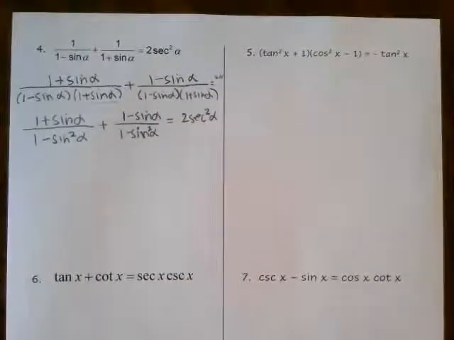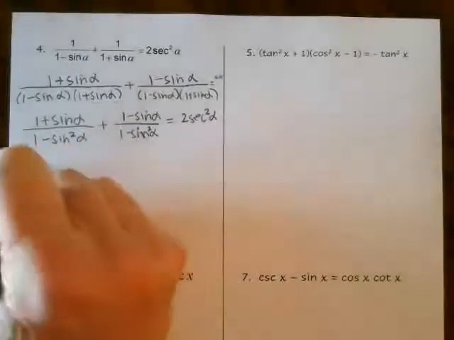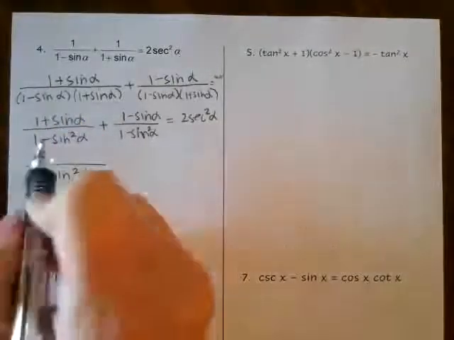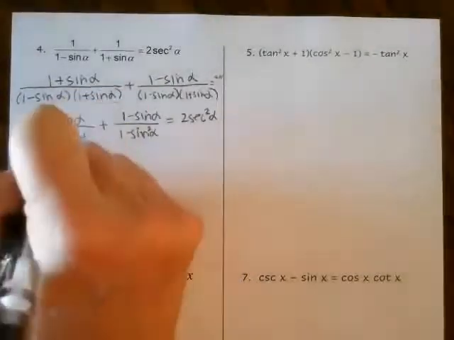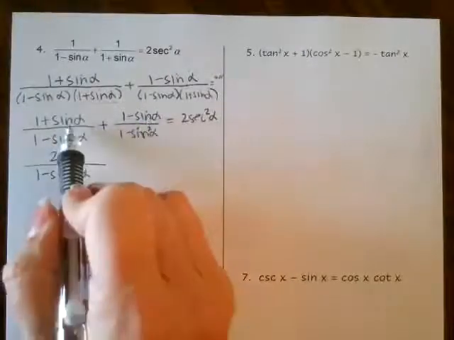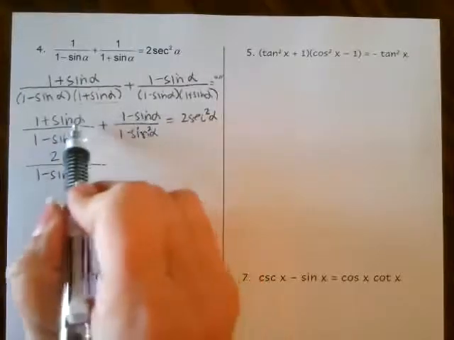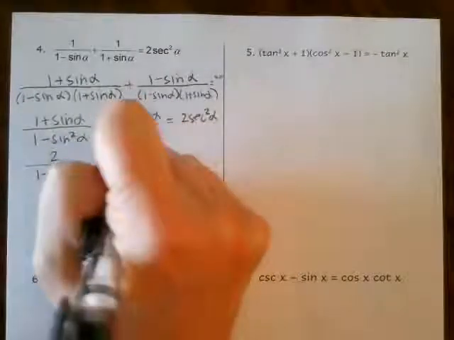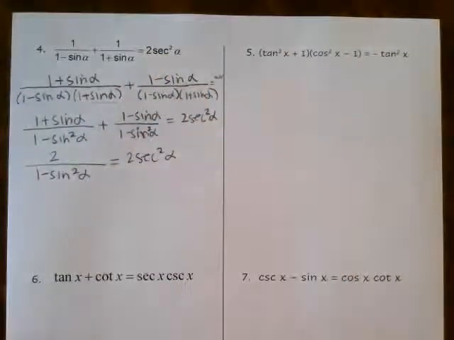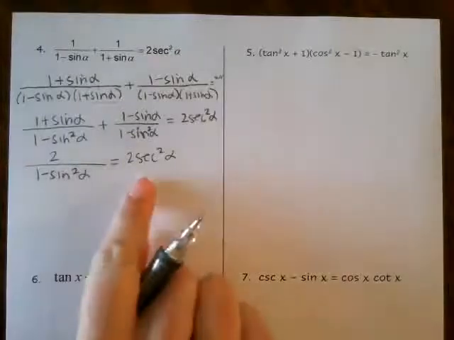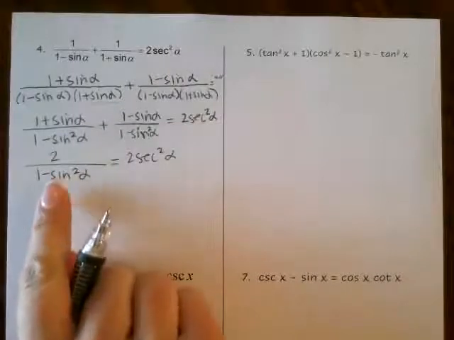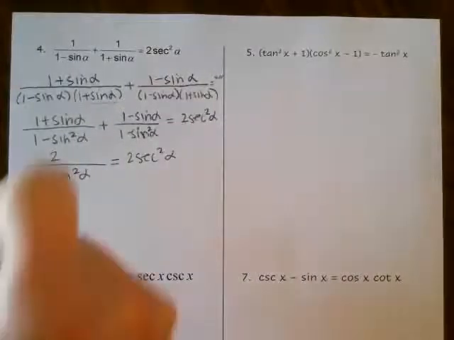Now that I have a common denominator, I can put these two together. And so I'm going to keep my denominator of 1 minus sine squared. For the top here, 1 plus 1 gives me 2. Sine plus a negative sine gives me 0. So these two are going to cancel out when I add them together. I have simplified quite a bit here, but I'm not quite done yet because I am not at what the right-hand side is too. So I need to recognize that 1 minus the sine squared is cosine squared.